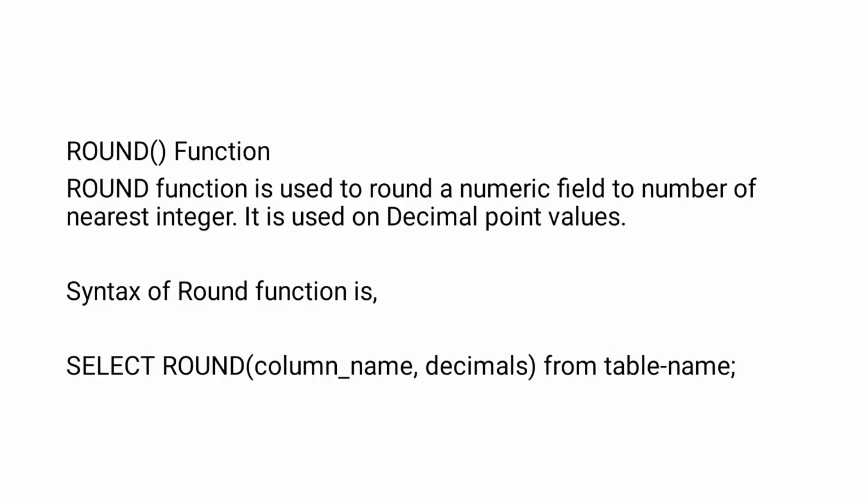And the next function is the round function. The round function is used to round numeric fields to the nearest integer. For example, if we have an input of 12.5, the round value of that number is 13. Another example is 14.3. The round value of 14.3 is 14, because the decimal part must be 5 or greater to round up. So that's why 14 is the round value.